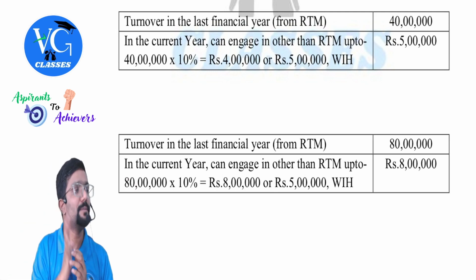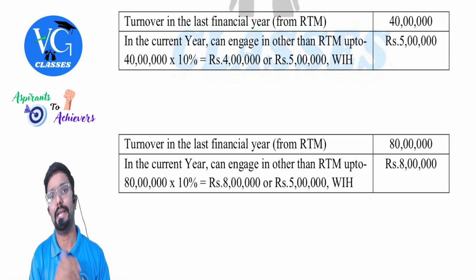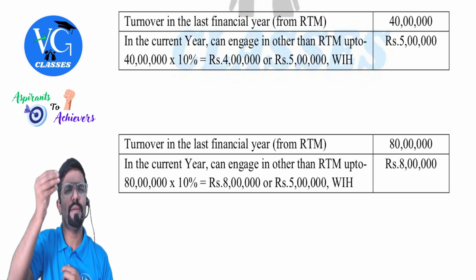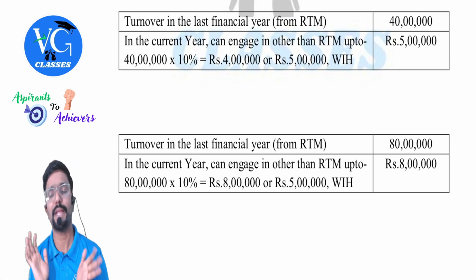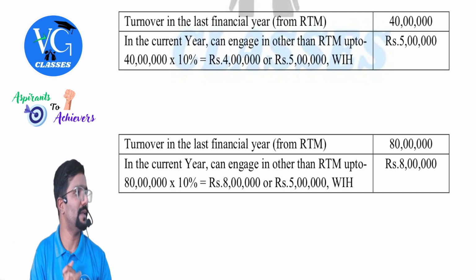Up to how much? 40 lakh into 10% comes to how much, people? 4 lakh. Or 5 lakh, whichever is higher. 5 lakh. So up to 5 lakh, can I provide any marginal service? Yes, sir. I can provide. What if it crosses 5 lakh? Then I have to go to section 9.